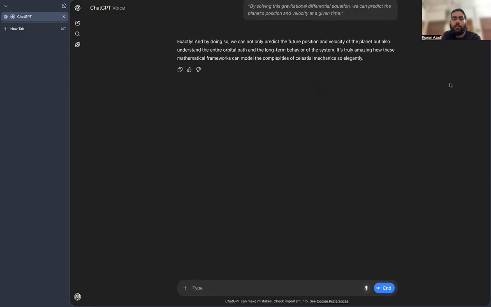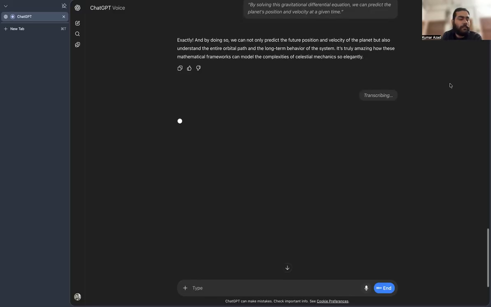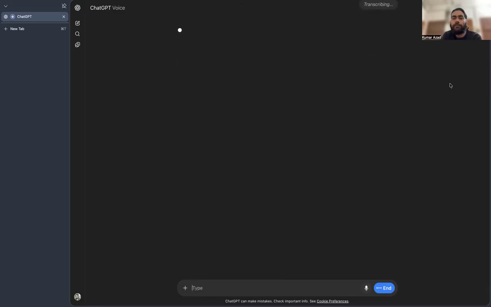It's a long-term behavior of the system. It's truly amazing how this mathematical framework can model the complexity of... But okay, for describing and solving the differential equation for the orbit of the planet, what are the things we require, and how does it develop and predict the dynamics? That is the elliptical orbit.